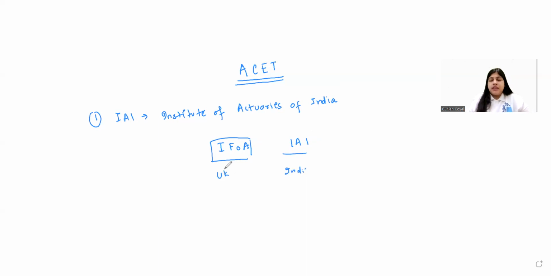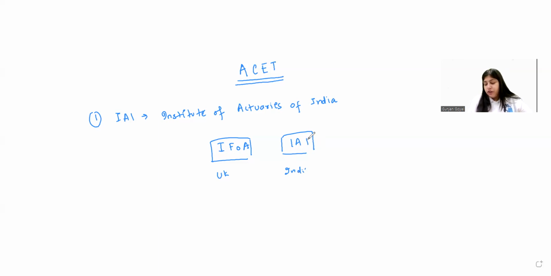From the UK Institute, you can directly give a paper CS1 or CM1 as a non-member and then take the membership, or you can directly take the membership and start giving the papers. From IAI, there's a different route. You first have to give its common entrance test. Obviously, there are some exemptions for people who do not have to give this common entrance test, like somebody who has cleared CA or somebody who has pursued MBA, then they do not have to give the ACET to get the student membership.